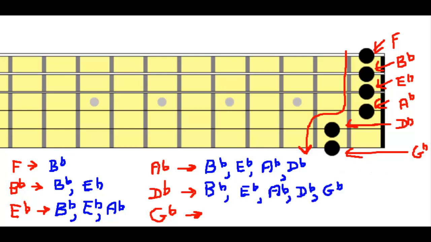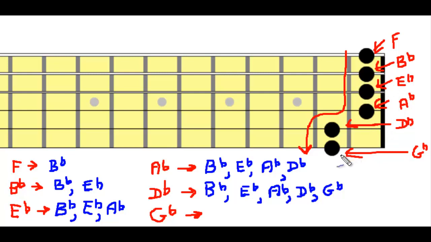Our last key is the key of G flat. Now, you probably won't see this key very often. It's not that common to see music written in G flat. It's usually written in the key of F sharp, but you will see it from time to time, so we need to know how to work out which notes are flattened. It's exactly the same process: B flat, E flat, A flat, D flat, G flat, and of course we need one more flat.